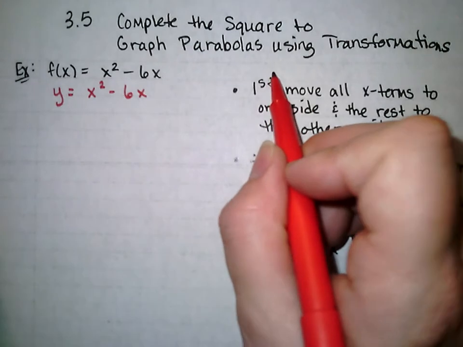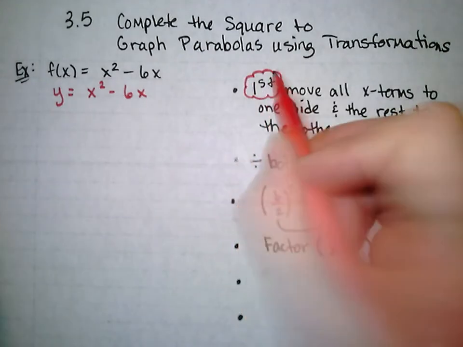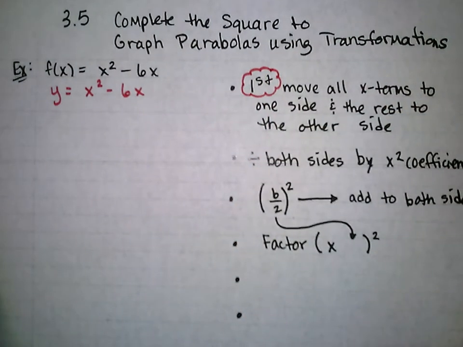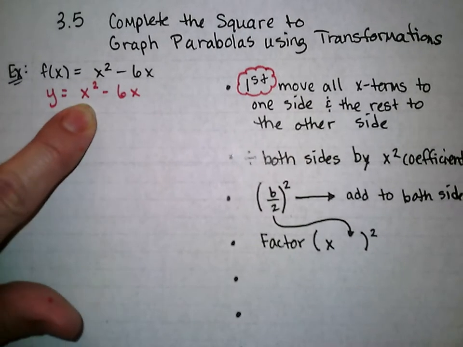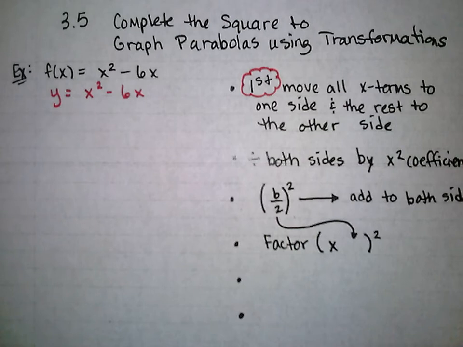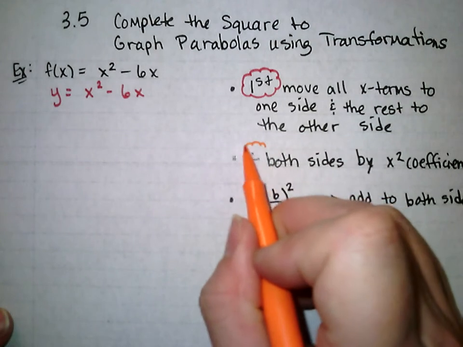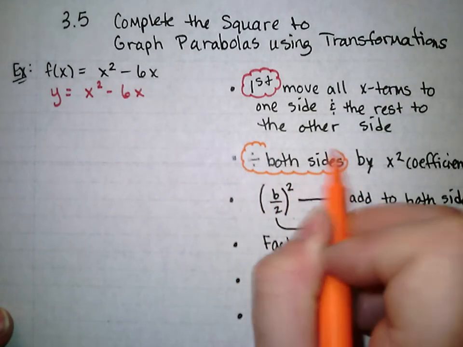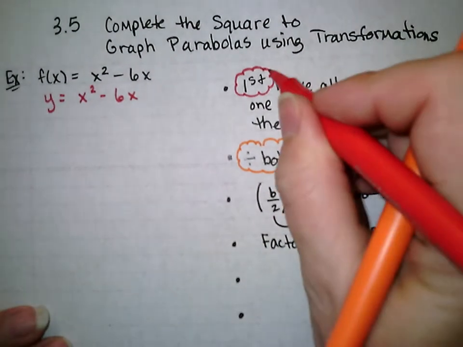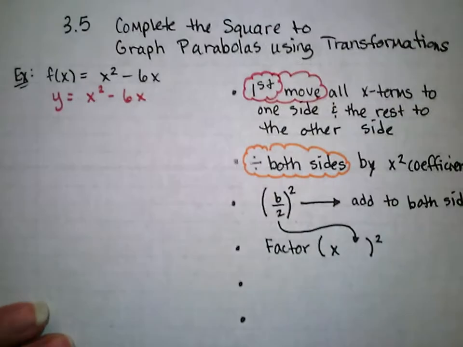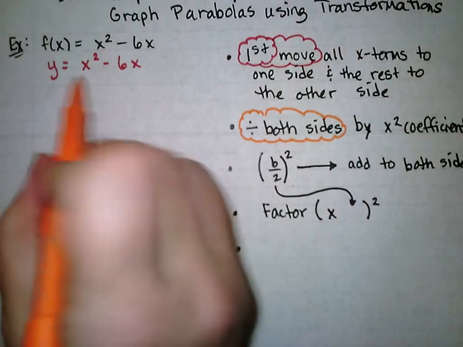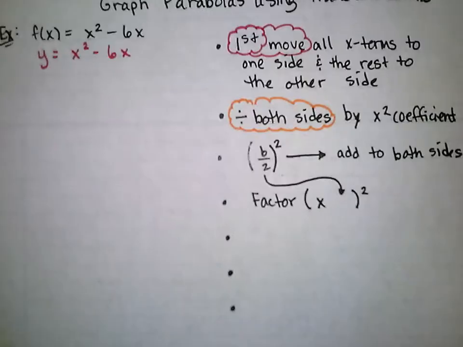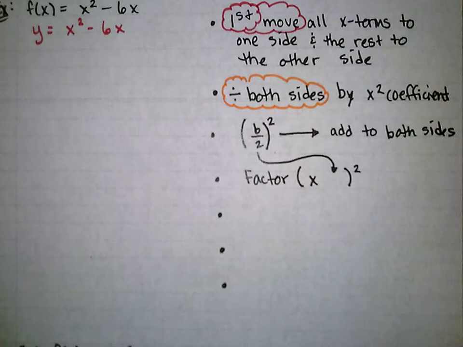The first thing we're going to do is move all of the x terms to one side and the rest of the terms to the other side. Now that's already done in our problem here, so we don't have to do that in this problem. Then the next thing we're going to do is divide both sides. First move, then divide both sides by the coefficient on the x squared. Now the coefficient here is a 1, so again, I don't have to worry about that one.